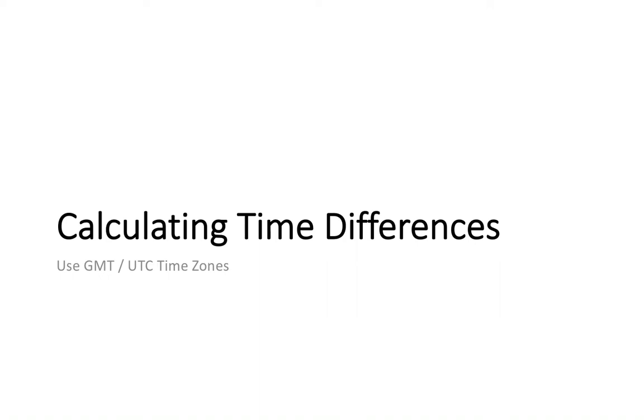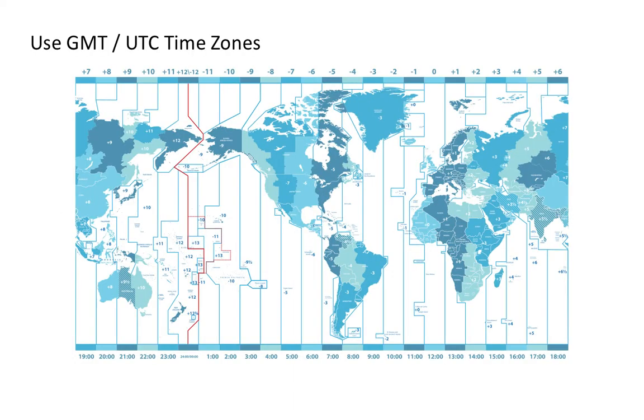This video is going to have a look at calculating time differences using either GMT, Greenwich Mean Time, or UTC, Coordinated Universal Time, as our method of calculation. These methods split the world into different zones, from plus 12 to minus 12. All of these zones are referenced to our original zone of 0, which roughly lines up to the zone where the Greenwich meridian would be.